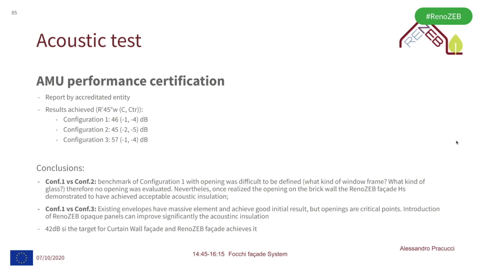So in the first configuration, the existing structure, the current insulation is 46. Considering the RenoZEB introduction, but also an opening that is an issue for insulation purposes, we achieved a similar insulation, but the main result is the one of configuration 3. So considering no openings in the windows, we could effectively improve the insulation of the overall system with the RenoZEB panel.